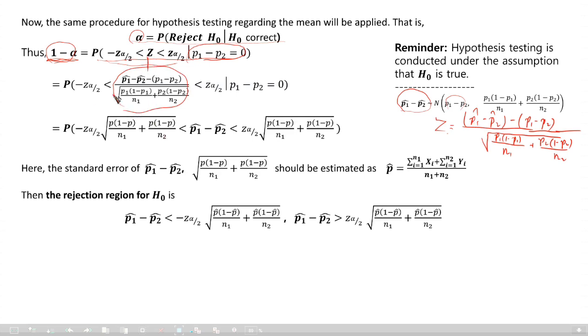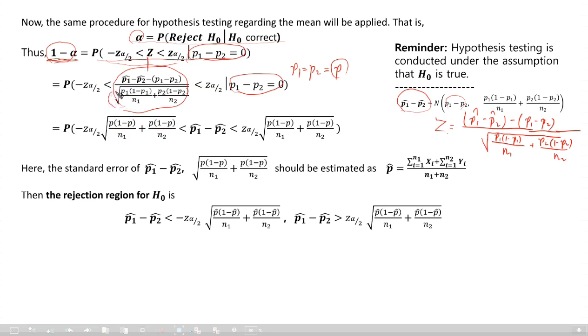G, the same formula. Now P1 equals P2. This one is given, H0 is correct. So P1 equals P2, then what? One unknown value, P. Okay? We don't need a subscript in this case. So instead of P1 and P2, I substitute P. P times 1 minus P, P times 1 minus P.